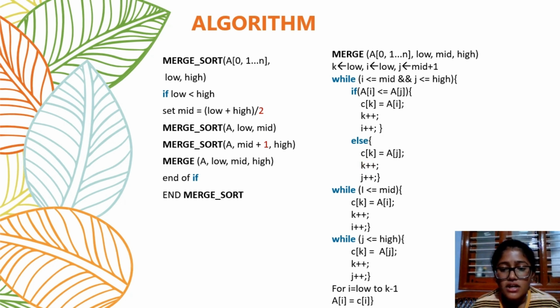Now we would check the ith position. If it is lesser than or equal to the mid position, then the content of a of i is directly put into the result array, and then we would increment k and i. Similarly, if the jth position is lesser than or equal to the high position, then we would add the contents of a of j into the sorted array, and then increment both k and j, and then we would finally return the sorted array.